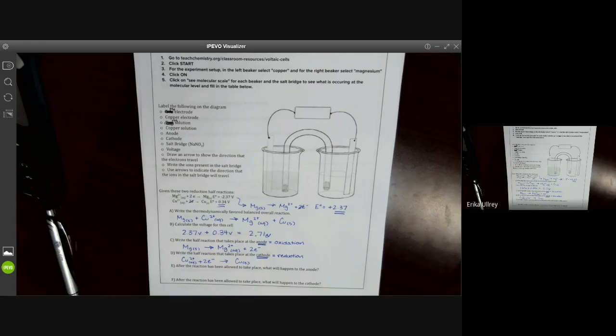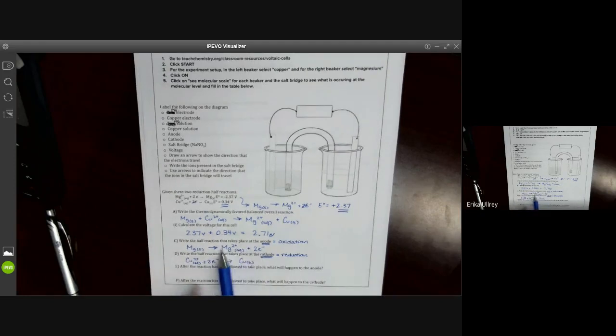Okay. All right. So it says after the reaction has been allowed to take place, what will happen at the anode? So if we are doing oxidation, what's going to happen to the anode? Is it going to gain mass or lose mass? So we said the anode is our magnesium solid. So our solid piece of magnesium metal is going to lose electrons to become magnesium ions that are dissolved in water. So at the anode, is our magnesium metal going to gain mass or is it going to lose mass?